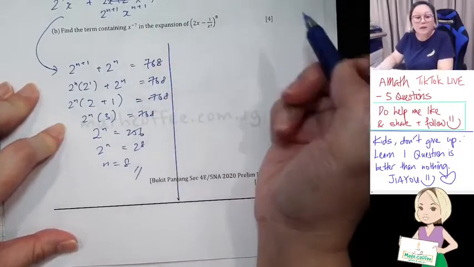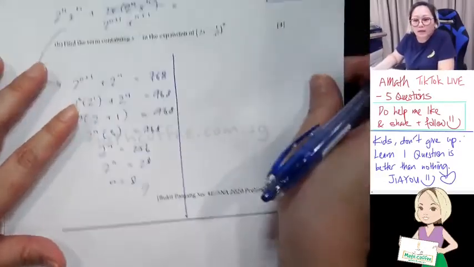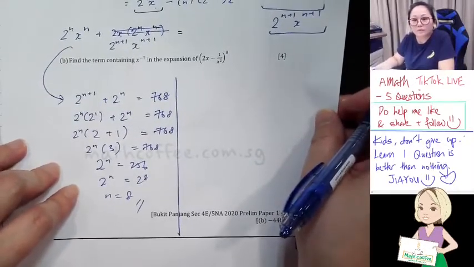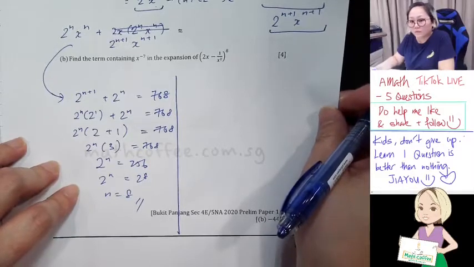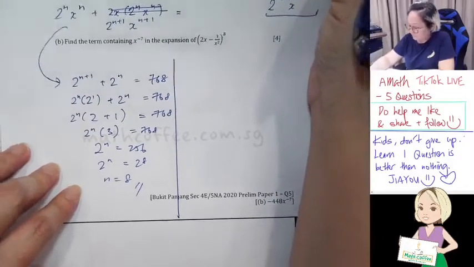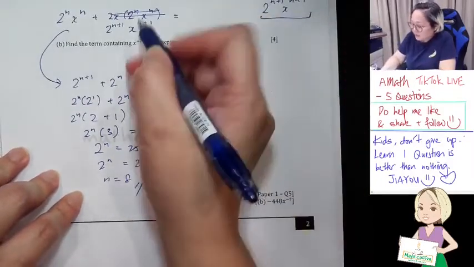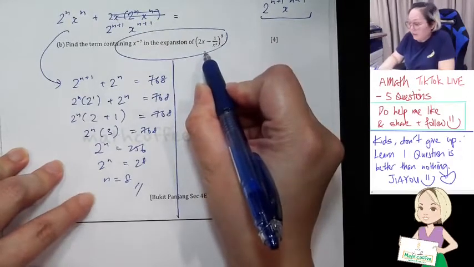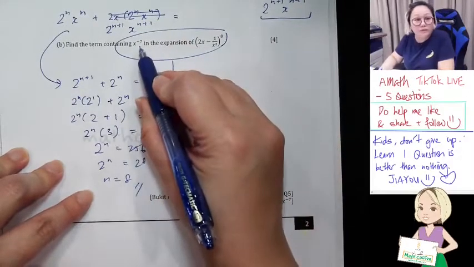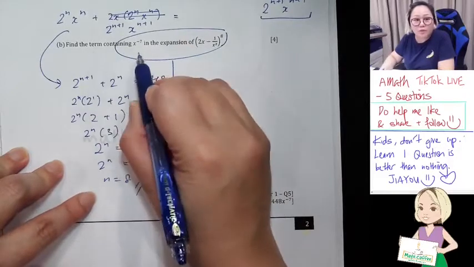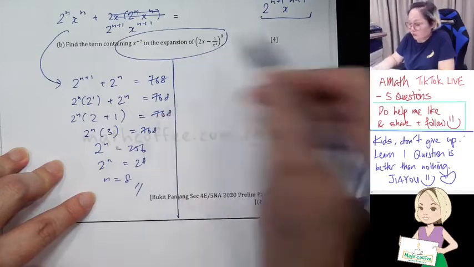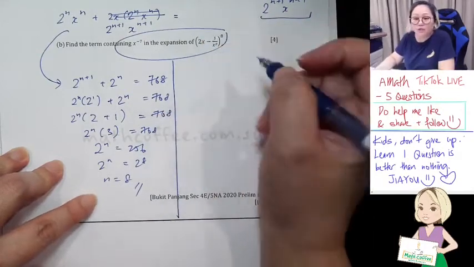Okay, now kids, let's take a look at this part. Now you cannot see the bottom already, I moved up. Okay, so now let's see. This one is important. They asked to find the term that contains x to the power of negative 7 in this expansion. So what I'm going to do is use the general formula.